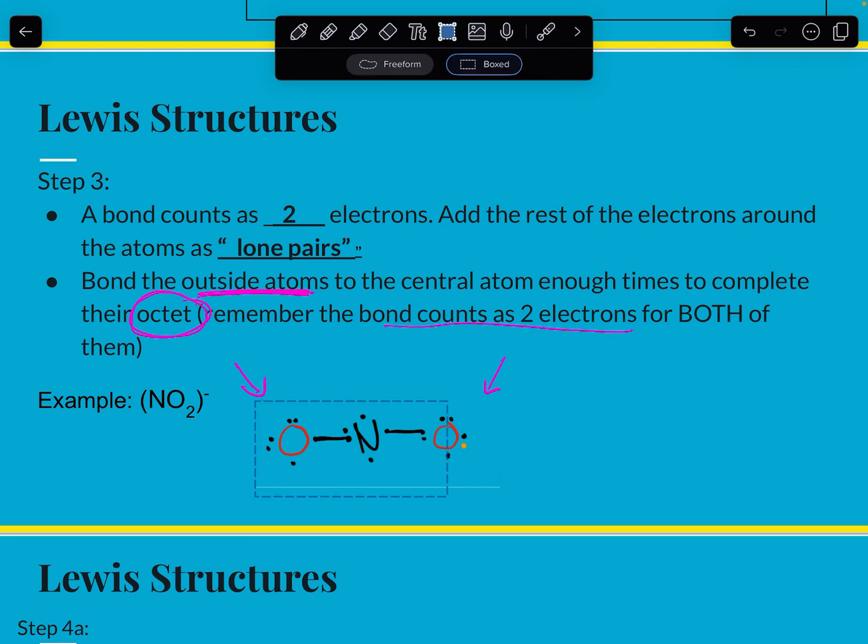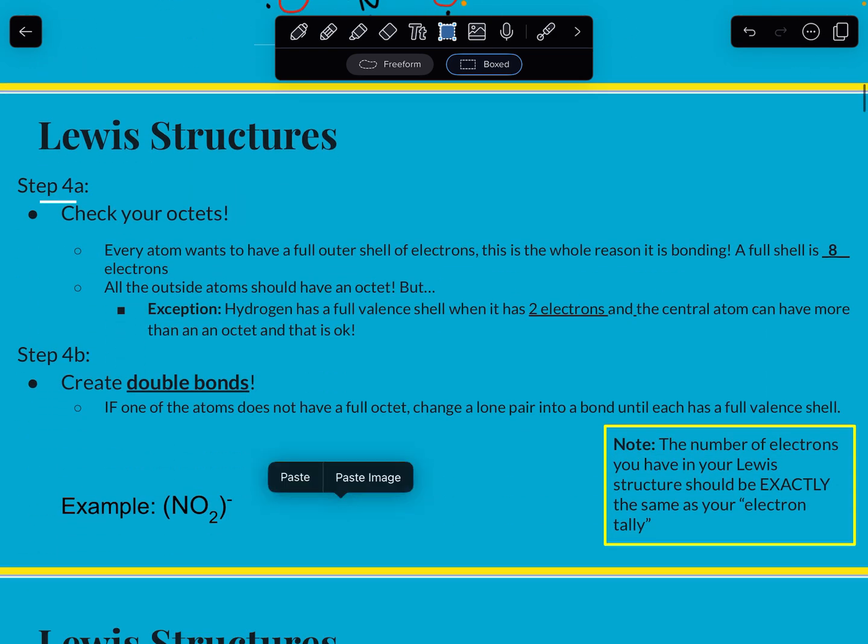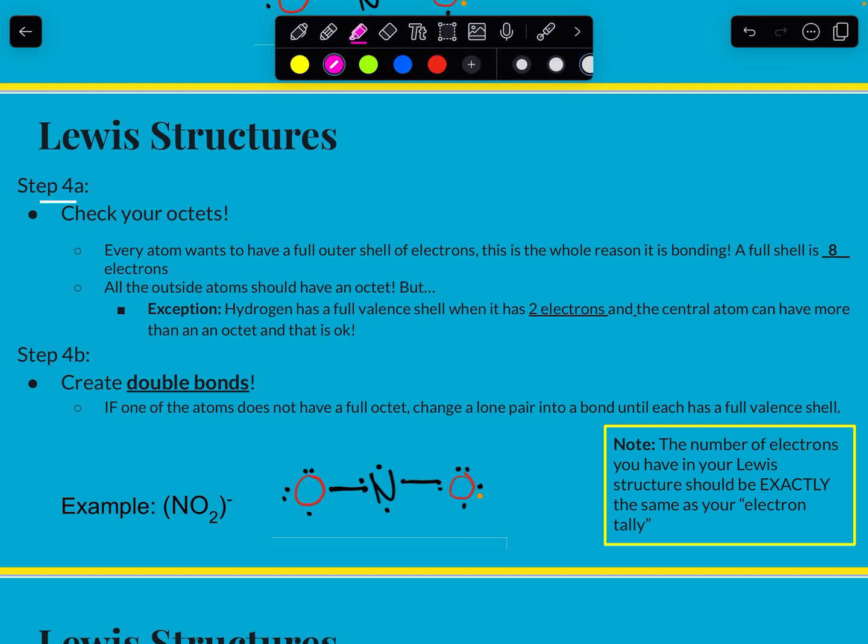So let's take our picture, copy, paste down here. Step 4 is, do you want to be checking your octets as you go? Okay, so check your octets. Once again, the goal is to bond up to 8. All the outside atoms should have 8 valence electrons. But keep in mind that hydrogen only needs 2, okay? And the central atom can have more than an octet, and that is okay. But those outside atoms should have just 8, so that's what we're going to focus on.